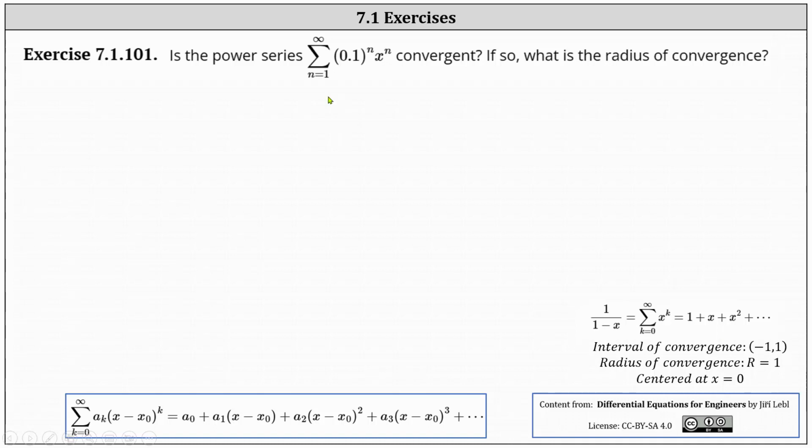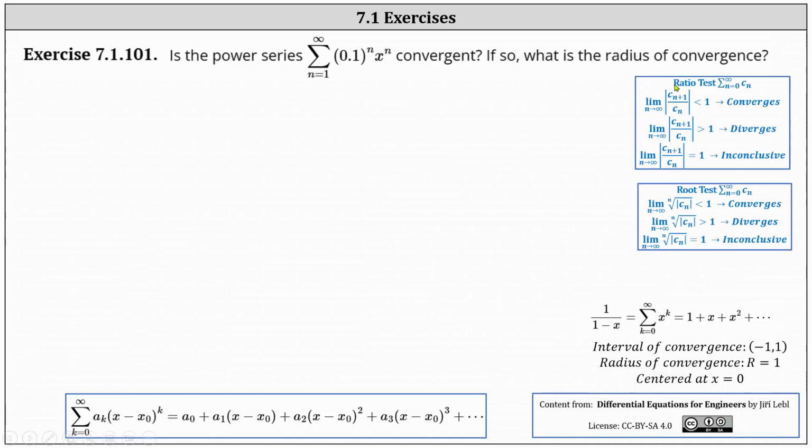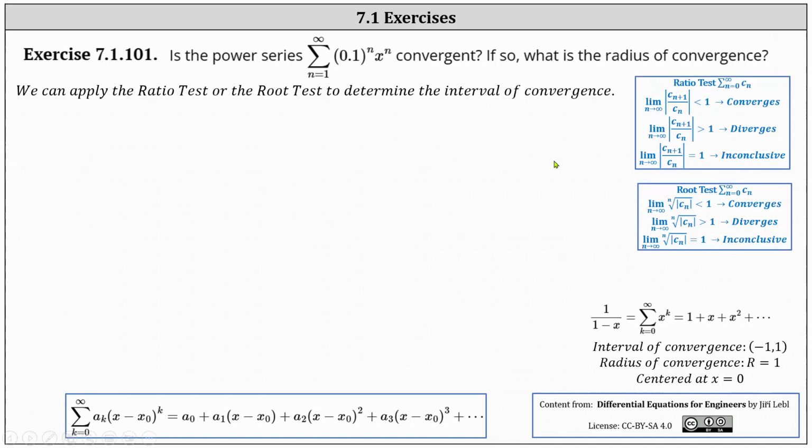To determine if a power series is convergent or divergent, as well as the interval of convergence and radius of convergence, we apply the ratio test or root test. Based upon the form of the power series, let's apply the root test, which means we need to determine the limit as n approaches infinity of the nth root of the absolute value of 0.1 to the power of n times x to the power of n.